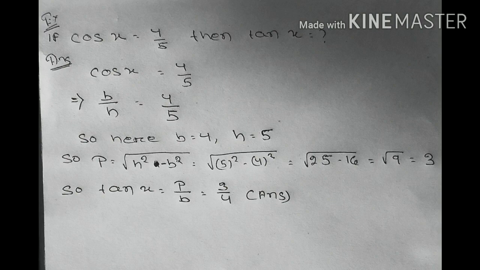From that, how to find tan x? Tan x means p by b, where p is equal to 3 and b is equal to 4. So simply 3 by 4.